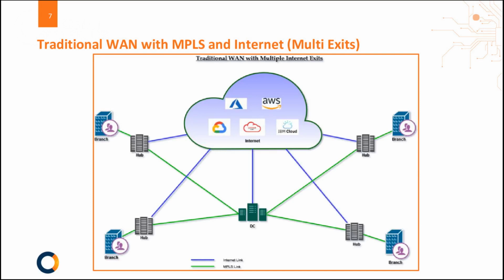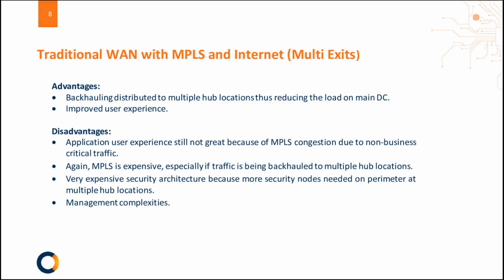Let us look into another model with MPLS and internet, where multiple hub locations were added. So the nearest branch will go to the nearest hub location. This was being done to reduce the latency and reduce the load on the main data center. So it improved user application performance somewhat, but still it was not great. If we talk about the pros and cons of this approach, the backhauling was distributed to multiple hub locations. It reduced the load on the main DC.